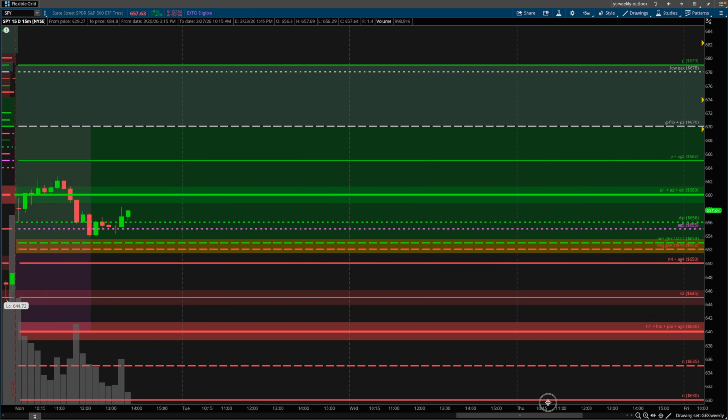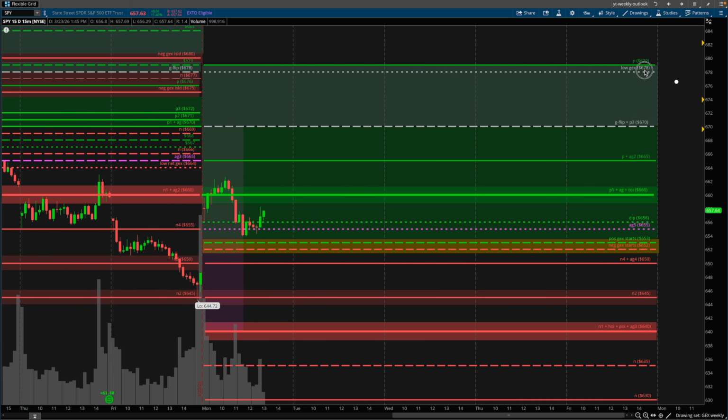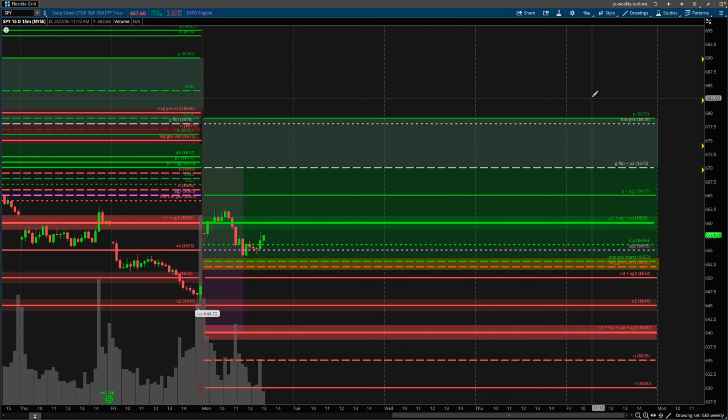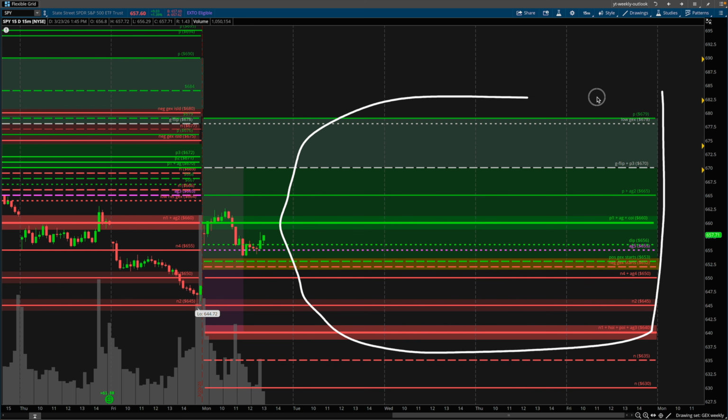So the other things to take note of for this week is above here, low gamma exposure, and then above 679, I would be shocked if the market was above here again within the next 4 days.